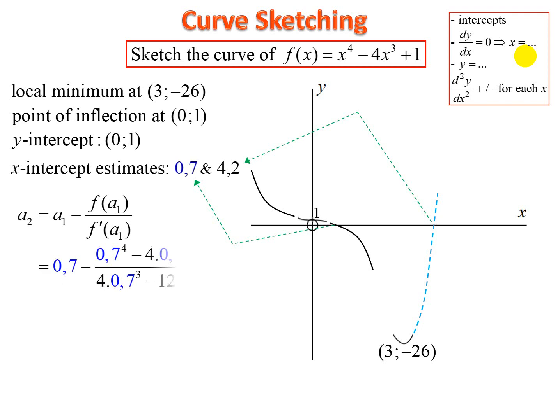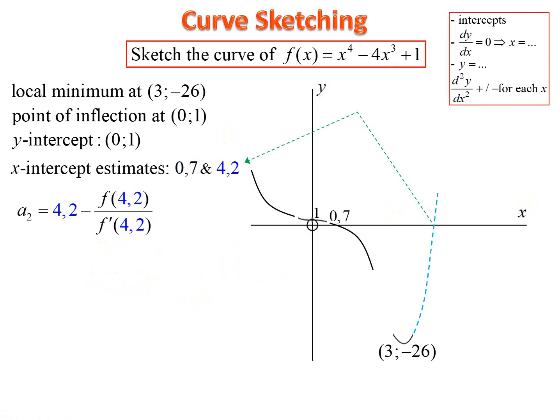So there's the formula, and now there's the original function on top with 0,7 substituted, and there's the derivative, 4x cubed minus 12x squared below, with the estimate substituted. And that gives me an answer of 0,7, so I don't have to go any further with that one. Alright, let's do 4,2 now. Substitute that into the formula.